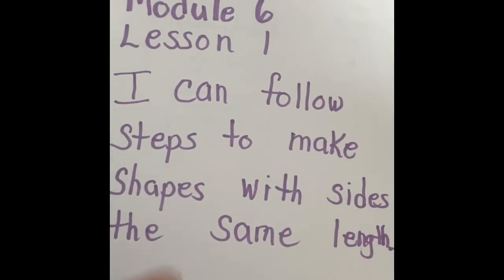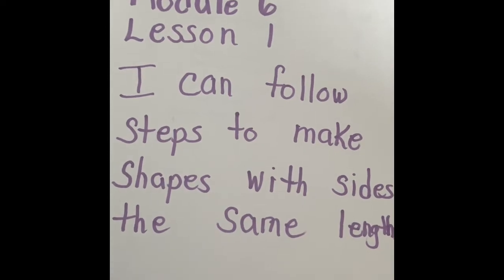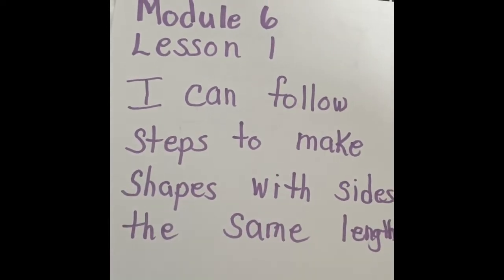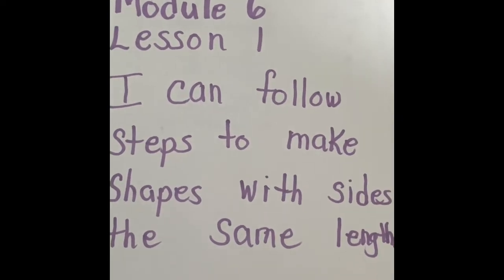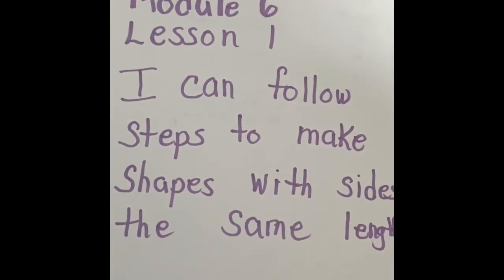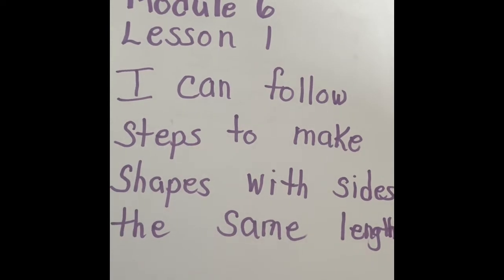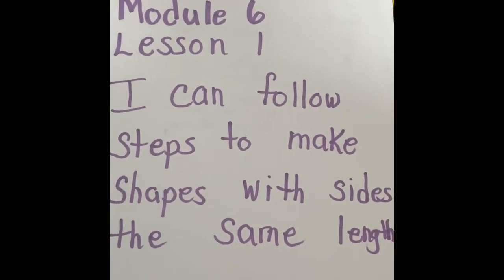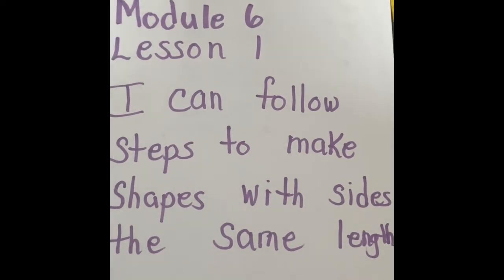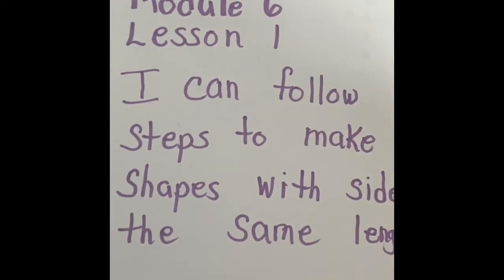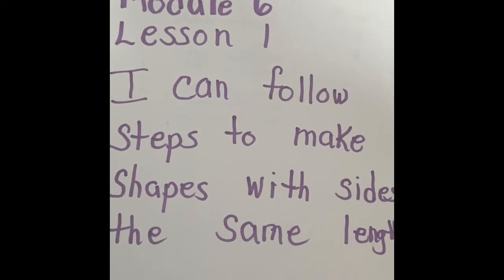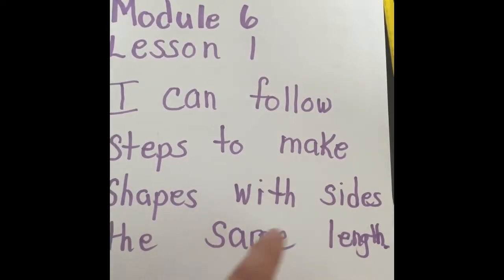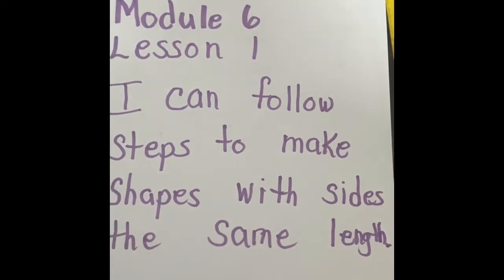So I'm seeing 2 learning goals in there. First one is actually following steps. Like, what comes first? What am I going to do second? What will I do third? Think about when you would come into the classroom sometimes. You would say, you know, Mrs. Hannigan, I was the first one in. And I was the second one. I was the third one. All right, so following steps in order. And we're going to be working with shapes with sides the same length.